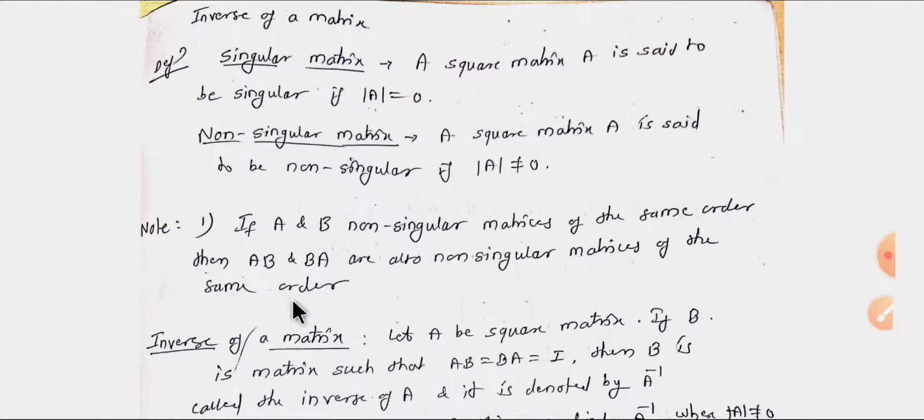Now, the inverse of a matrix. We already studied inverse in matrices, where you find the inverse using elementary row operations. Here the definition is: let A be a square matrix. If B is a matrix such that AB equals BA equals I, then B is called the inverse of A and it is denoted by A inverse. We know that A into A inverse equals the identity matrix.